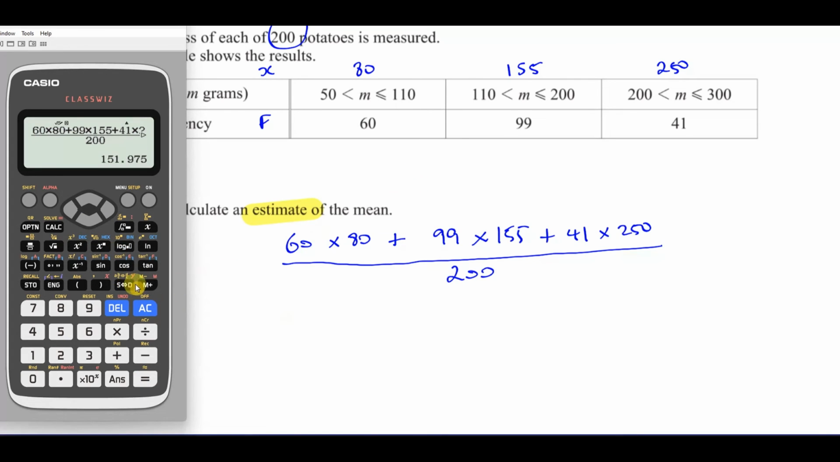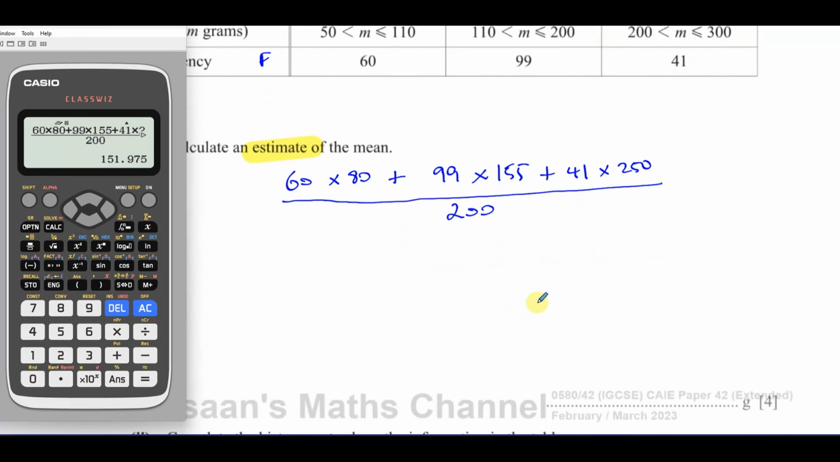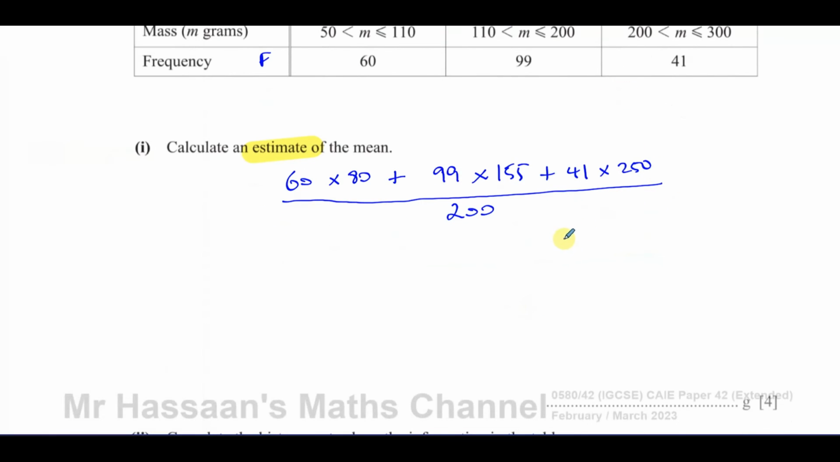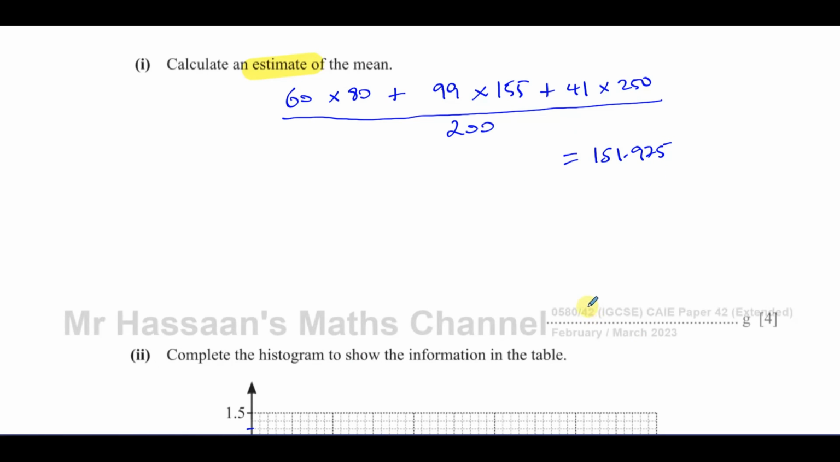Which is 151.975. Now, how do I write this answer? Well, this is an exact answer, so we can leave it as 151.975, and there's no problem with that. You don't have to round it to 3SF because this is an exact answer. If you were to round it to 3SF and write 152, they would probably be okay about it. But because it stops there, it's an exact answer, so you should write it as it is.